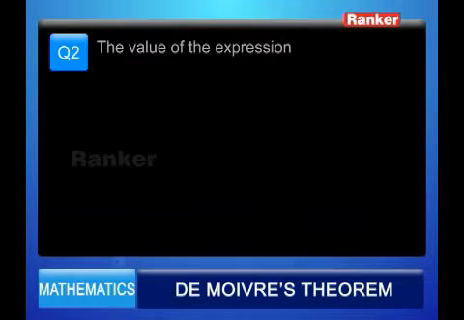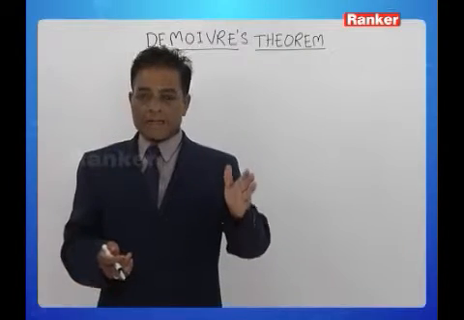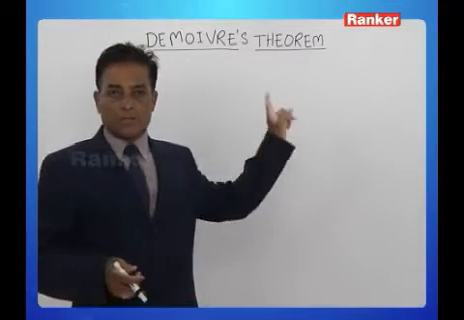Question number 2. The value of the expression sigma k equal to 1 to 10 of sin 2k pi by 11 minus i cos 2k pi by 11 is. Four options are given: A 1, B minus 1, C minus i, and D is i. Let us see the right answer, right option.